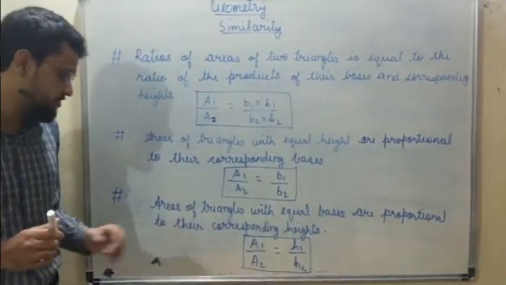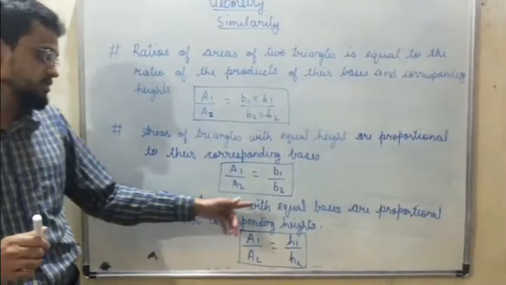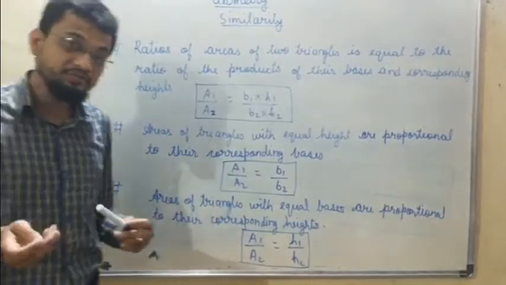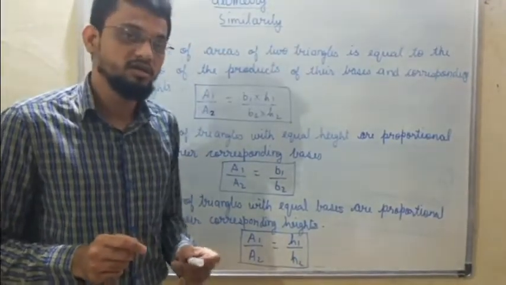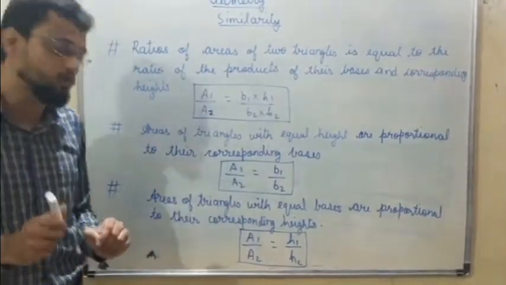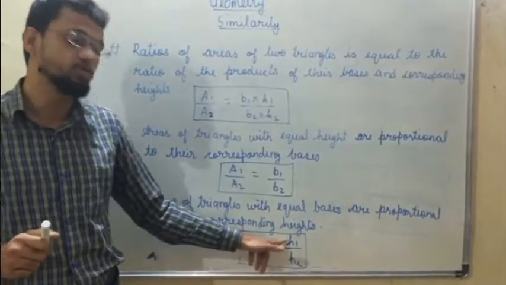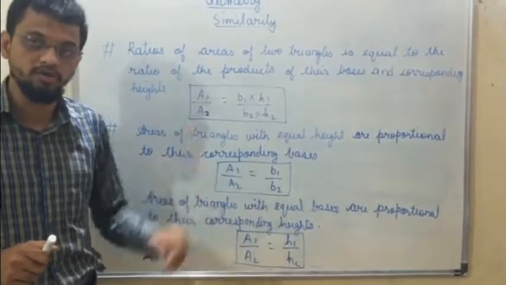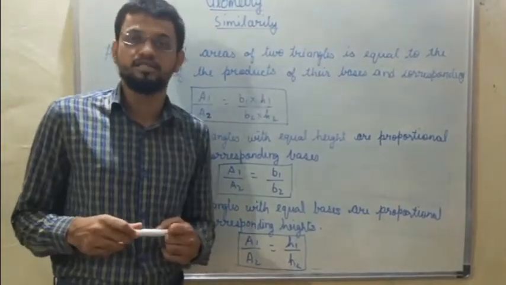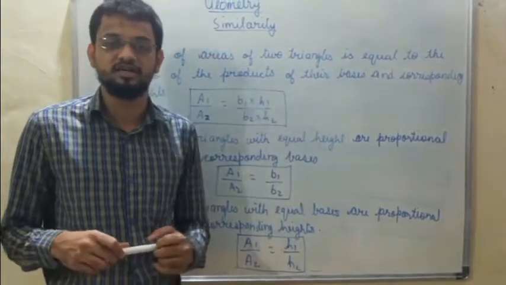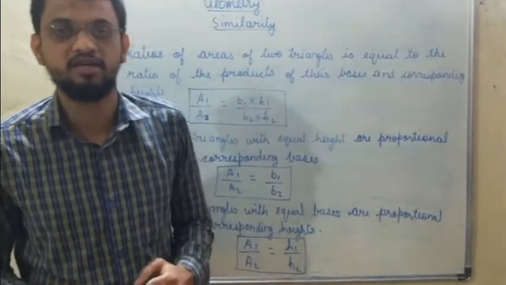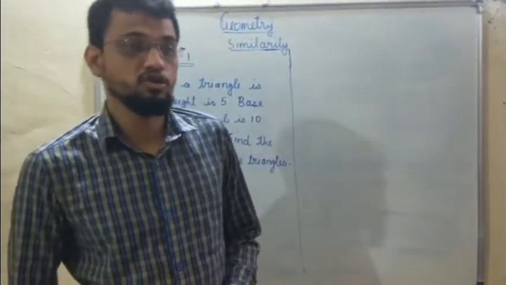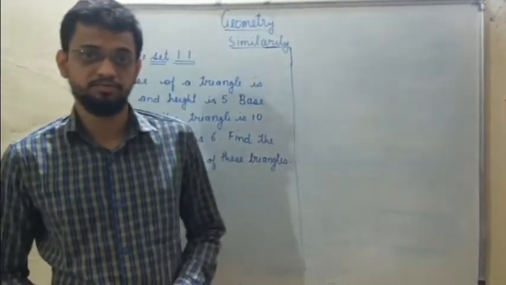Now the third property we have proved was areas of triangles with equal bases are proportional to their corresponding heights. If the bases of these triangles are same or equal, then the ratio of areas is equal to ratio of their heights, or A1 upon A2 is equal to H1 upon H2, where A1 and A2 are the areas of first and second triangle and H1 and H2 are their respective heights. Using these three formulas, we are going to solve the questions of practice set 1.1.